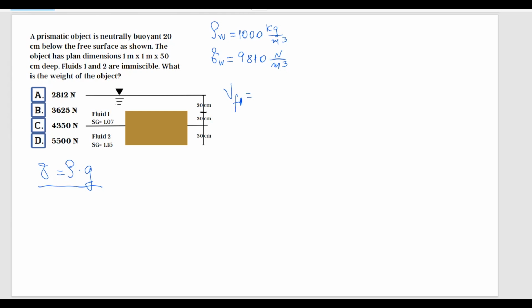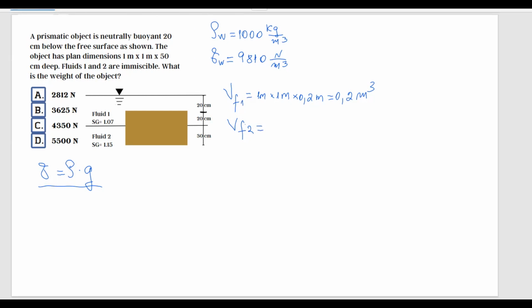And this is going to be equal to 1 meter multiplied by 1 meter and multiplied by 20 centimeters, which is equal to 0.2 meters, because it's 20 divided by 100. And this is going to give me a volume of fluid 1 of 0.2 meters cubed. And then the volume of fluid 2, let me correct this a little bit because it looks weird.